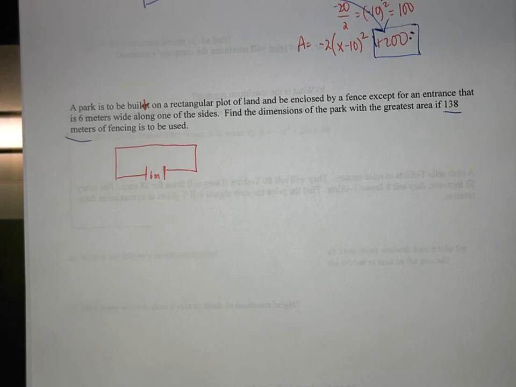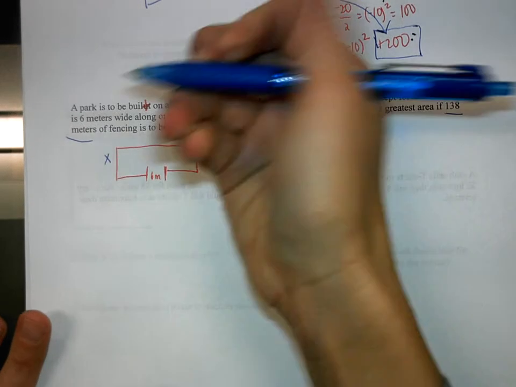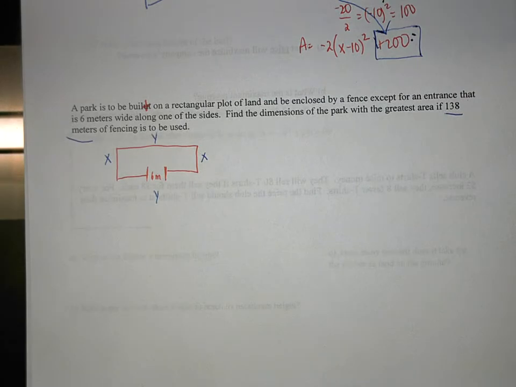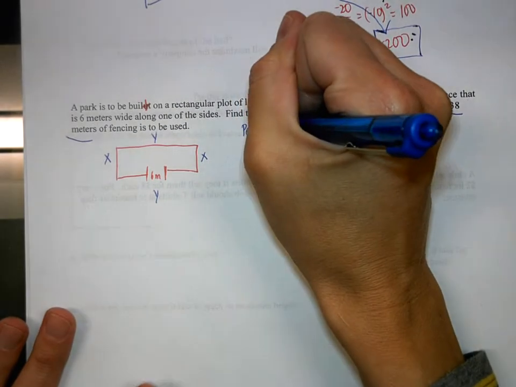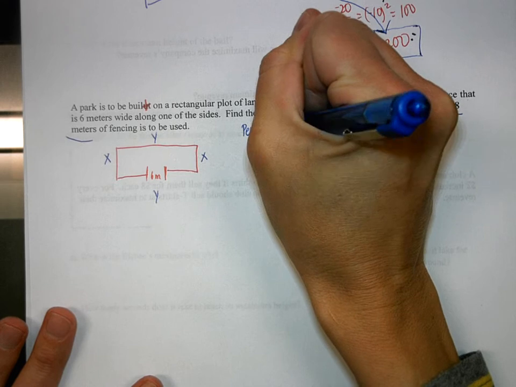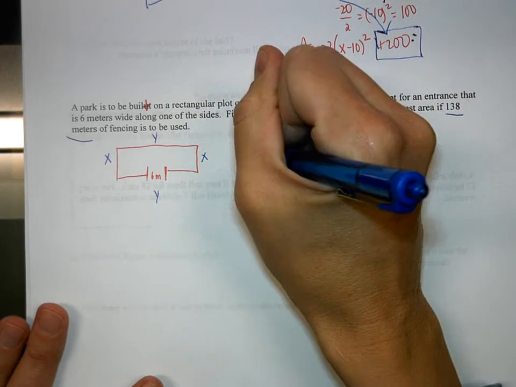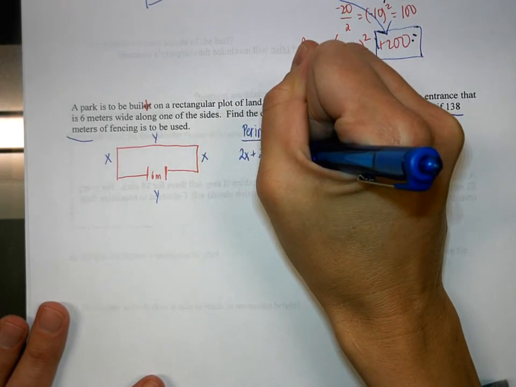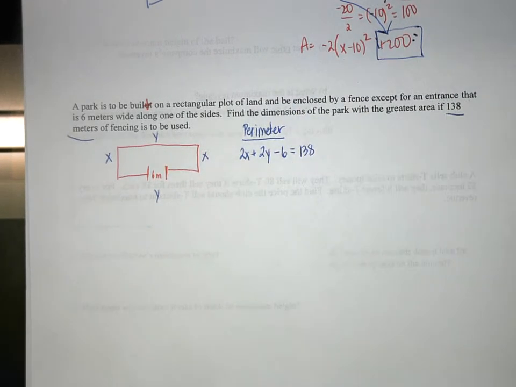So we are going to label this just like we did the last one. Each of these sides will be x. Each of these sides I'm going to label as y, but then we'd end up needing to do what? Subtract 6. Exactly. And so we're going to write our equation for perimeter. We always want to get 2 equations: your perimeter equation and your area equation. So this perimeter is 2x plus 2y minus 6 equals 138.